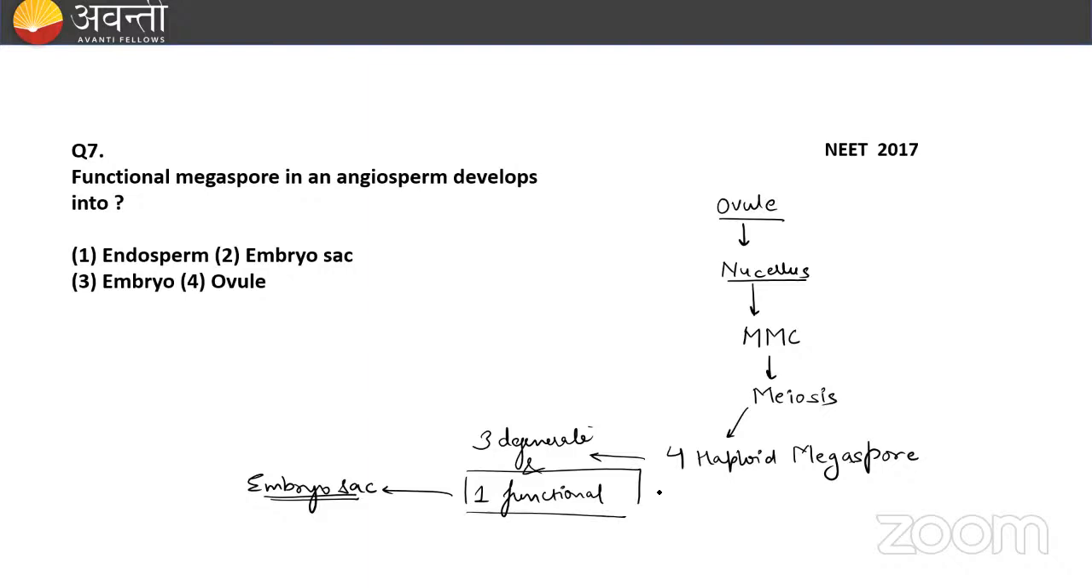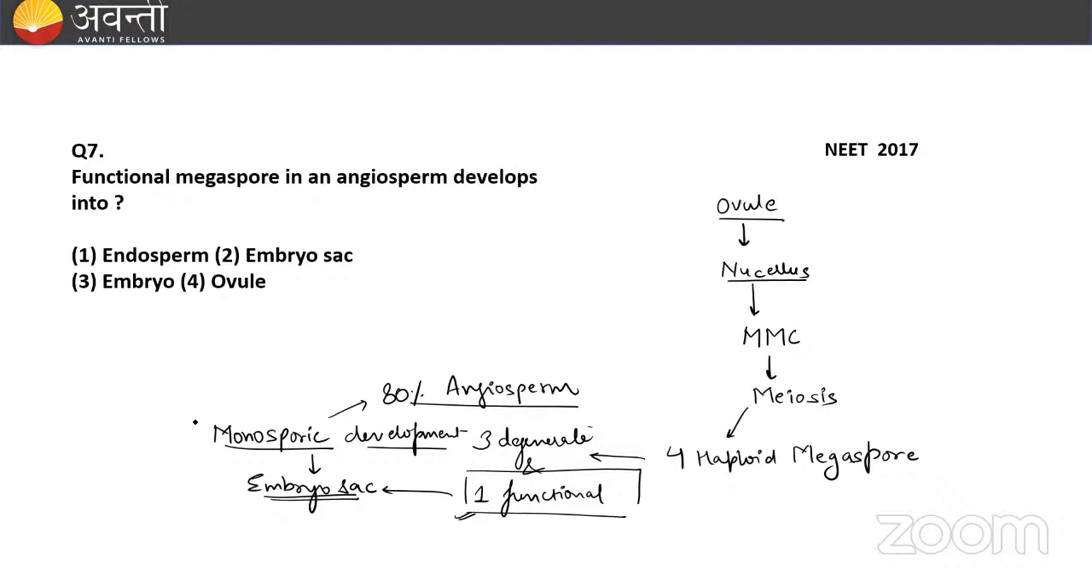So when the embryo sac is formed from one spore, this type of development is known as monosporic development. Because the embryo sac is forming from the one functional megaspore, this type of development is known as monosporic development. And in 80% of the angiosperms, you will observe monosporic development.